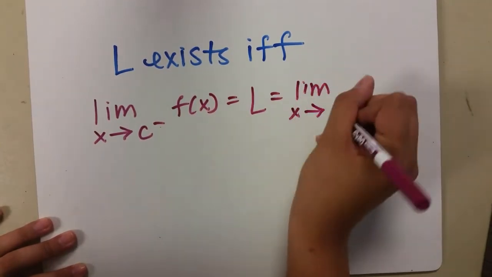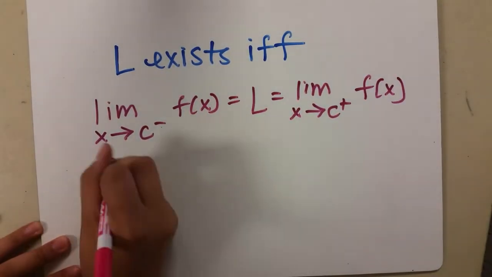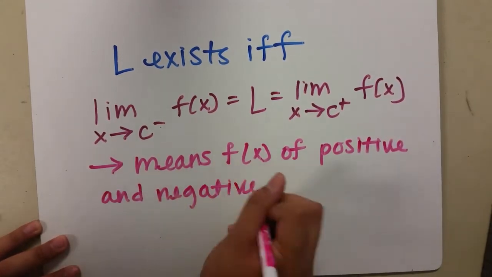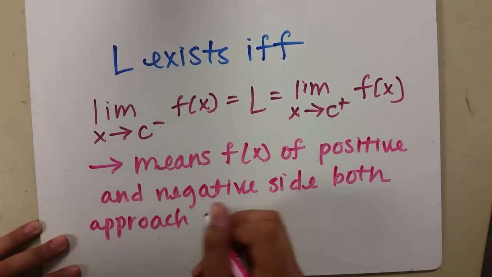same number. Now we're going to be finding the limits of absolute value functions and piecewise functions, where we basically check if both the positive and negative sides of the functions equal each other.